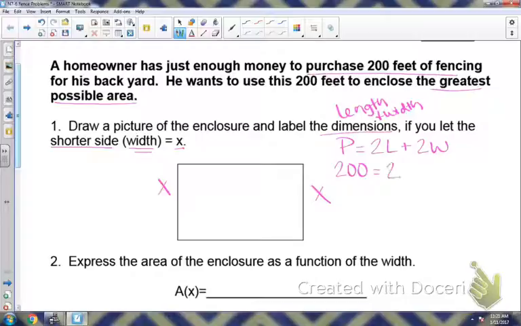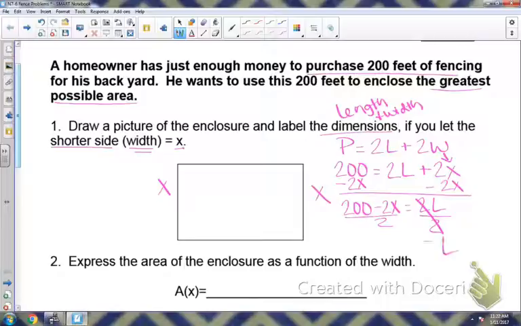And then I'm trying to find the length. I don't know that, but I'm going to replace the W, which is your width, with x, because we were given that we wanted the width to equal x. And I'm going to solve for L, because I want to figure out what the length is. So I'm going to subtract 2x on both sides of our equation. So we have 200 minus 2x equals 2L. Then I'm going to divide everything by 2.